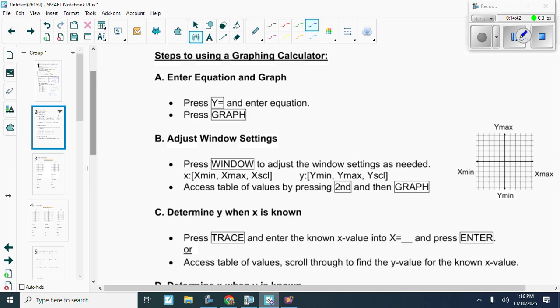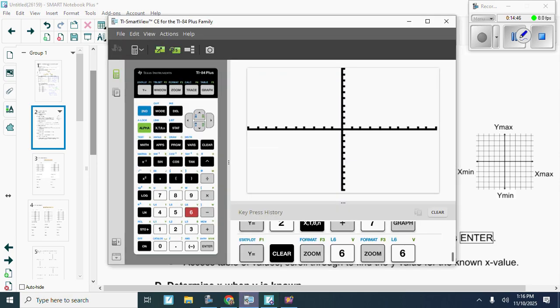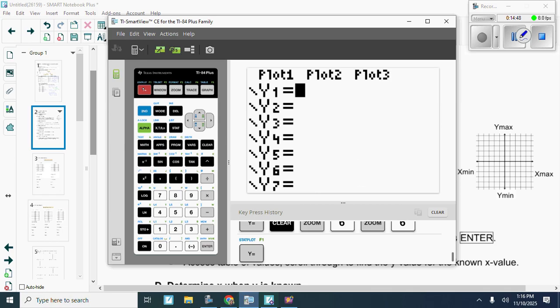When we're entering our y equals, guys, say we were doing 2x plus 7. The x that you want to use is right beside your alpha key. The button says X, T, theta, N. That's how you get your x in there. We're all still good with that, right? Okay.